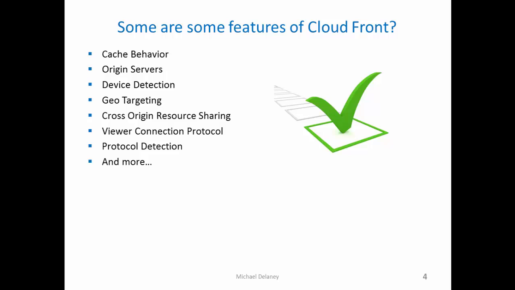For instance, you might want to use device detection. You might want to say, I need my edge locations to detect what type of device the user has. Are they on a desktop? Are they on a tablet? Are they using their mobile device? And then based off that information, you can provide certain versions of your content.